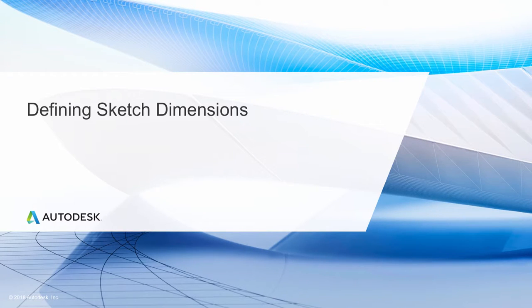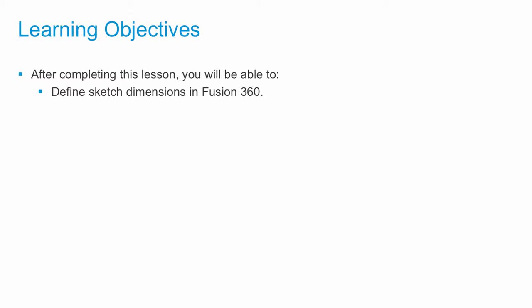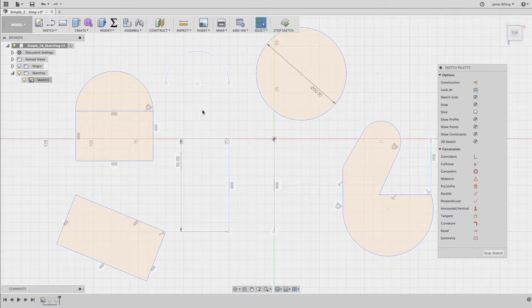In this tutorial, we're going to take a quick look at adding dimensions to our sketches. We'll also be looking at what constraints are and how they can also affect sketches. After completing this tutorial, you'll be able to define sketch dimensions in Fusion 360. To begin, you'll need to have the file named Dimensions from the dataset open in Fusion 360.